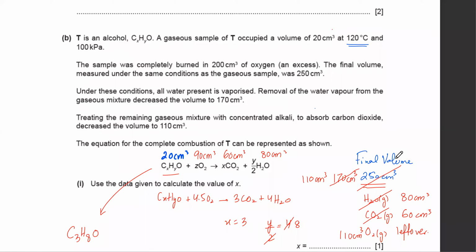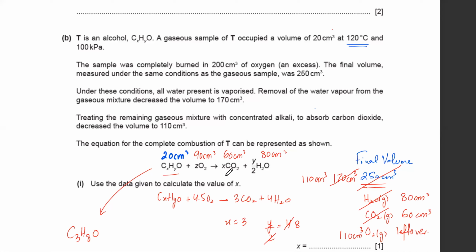Yes, sir. Can you please repeat how you get 4.5 O2? The ratio is 20 to 90, right? So remember, divide everything by the first one, 20, to get a whole number ratio. The first one has to be made 1. What about O2, the z value? Over here it wasn't even required. z has a value of 4.5, but that wasn't needed. We were able to find the values of x and y by looking at the products. Is that clear?